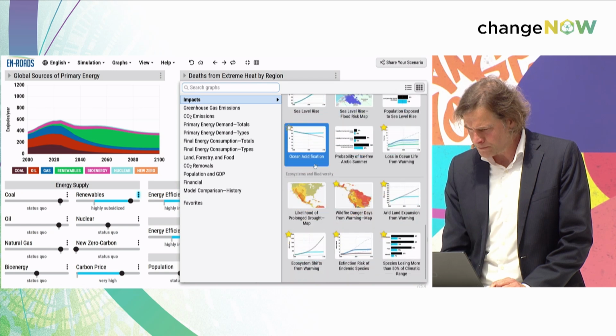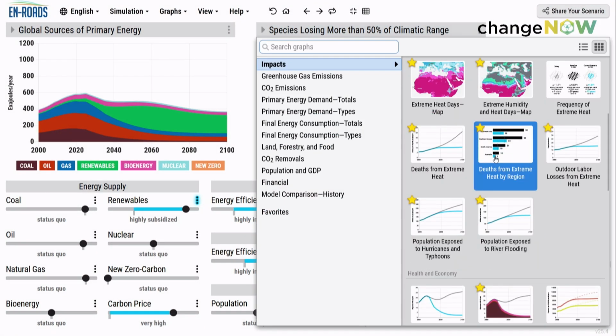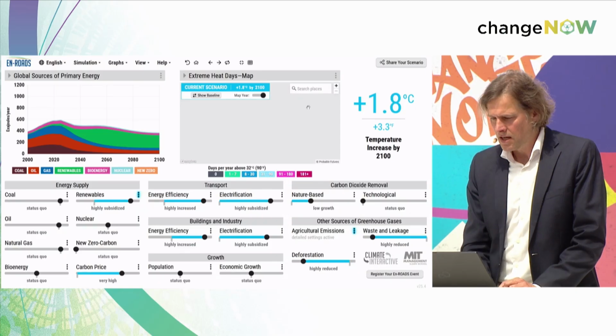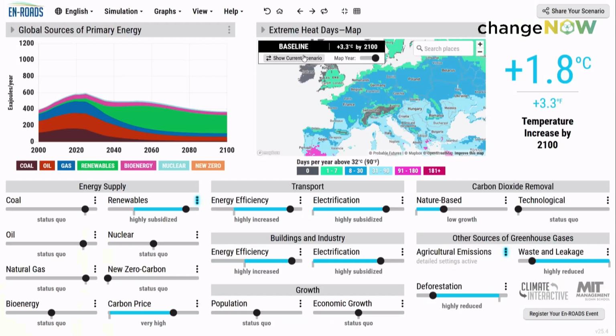Let's have a look at more. For example, biodiversity. We are seeing that still more species are losing their climatic range, but not as much as in the baseline scenario. How about food? There we go. Also much less than in the baseline scenario. And when you look at extreme heat days, let's just have a look at this. Takes a bit to load, but now, so this is the new scenario, and when you look at the baseline, you see that we are actually doing much better in this new world that you have just created.